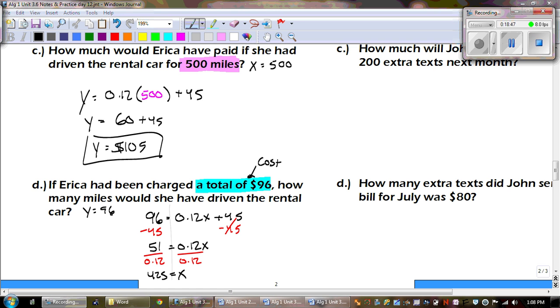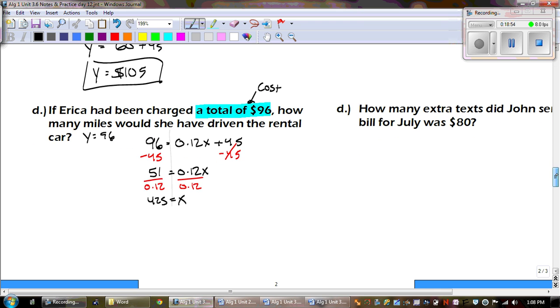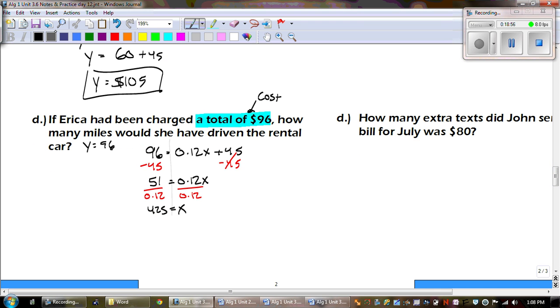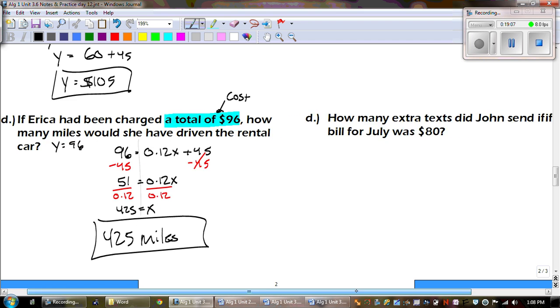Okay, so for number C, you should have gotten that Y is $105. And then for D, 425, and that means that she drove 425 miles on that rental car to be charged 96.